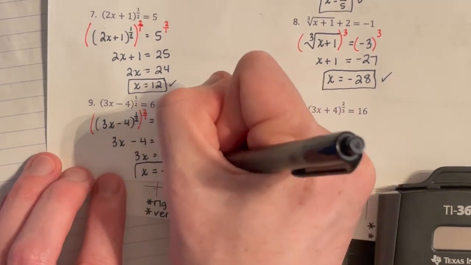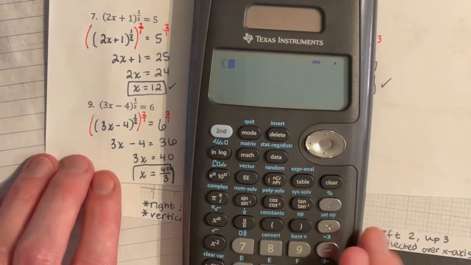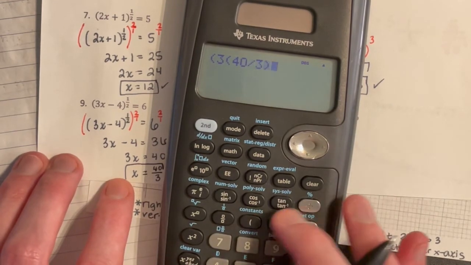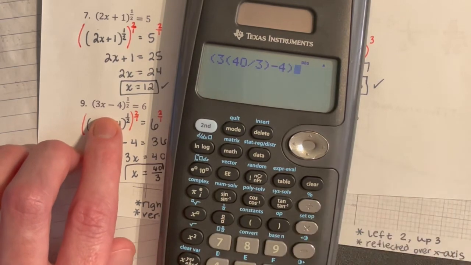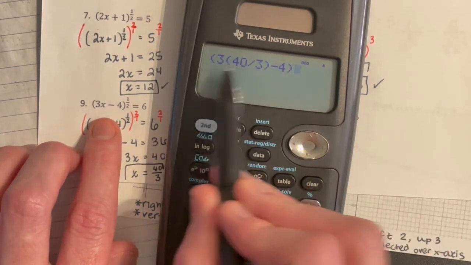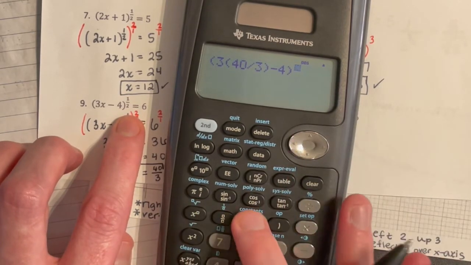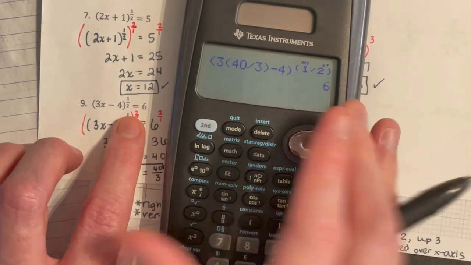And then we just check our work. So I plug it back in. Parentheses, 3x, well x is 40/3 minus 4, and close those parentheses because that whole thing is being raised to the 1/2 power. So I'm going to raise it to the 1/2, and we get 6. So that does work.